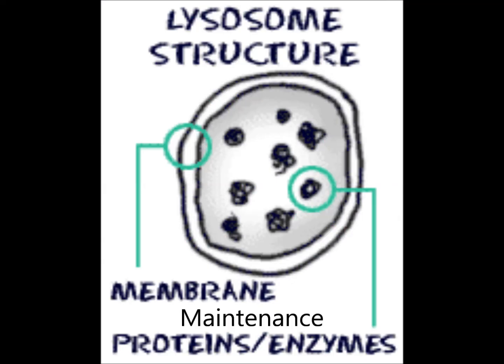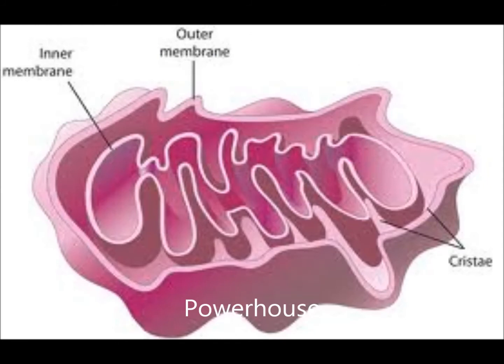Lysosomes work as the maintenance man. They get rid of defective parts as well as conserve and recycle materials. The mitochondria works as the powerhouse of the cell. It supplies fuel and energy for the cell by breaking down the compound ATP.